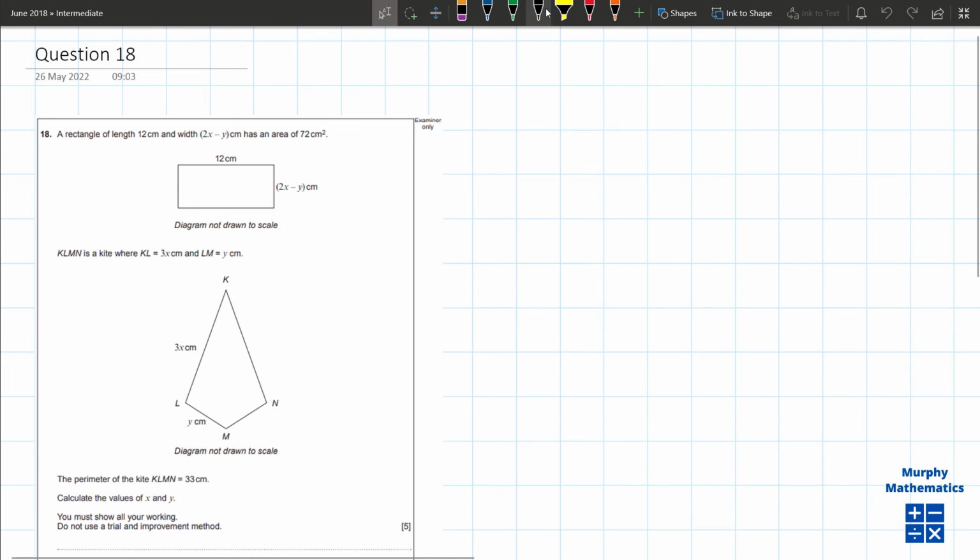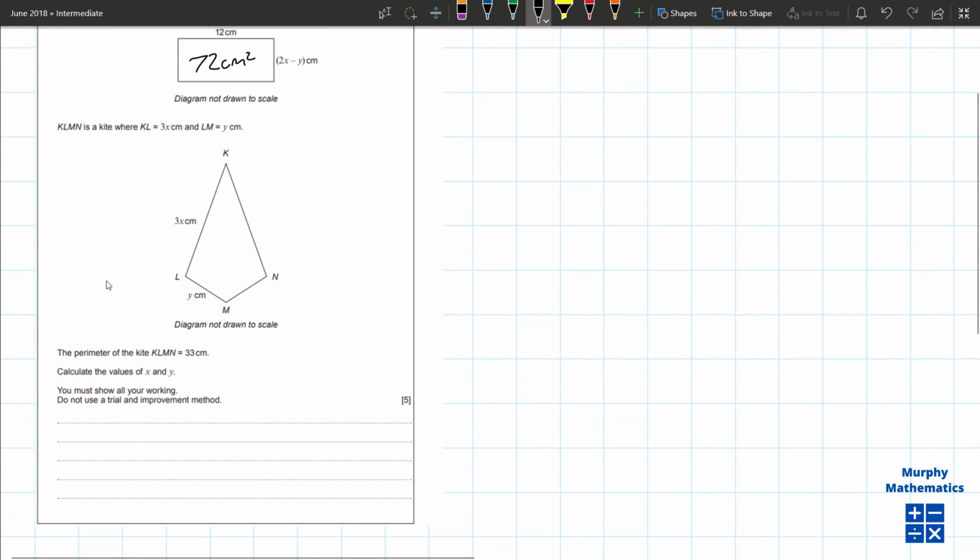We've been given a rectangle of length 12 centimeters and width 2x minus y centimeters, which has an area of 72 centimeters squared. So we know the area of this rectangle is 72 centimeters squared. Then KLMN is a kite where KL equals 3x centimeters and LM equals y centimeters. The perimeter of the kite is 33 centimeters, so I'm just going to make a small note that the whole perimeter is 33 centimeters.